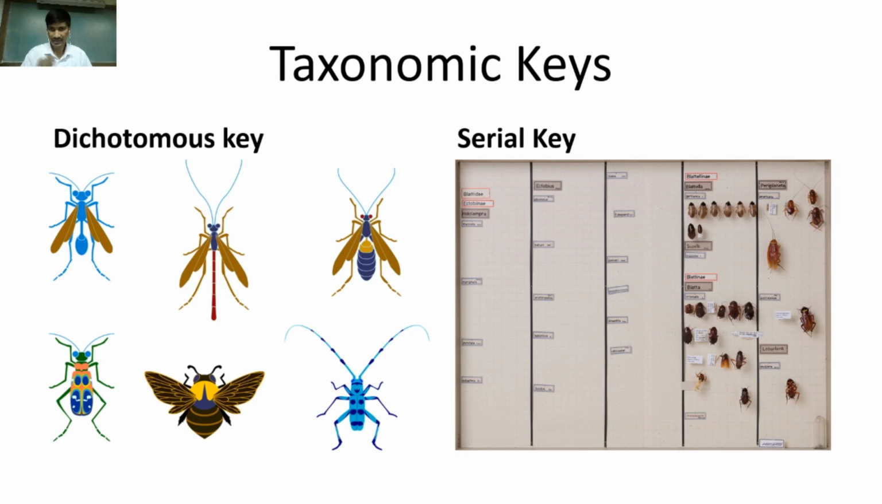Then the second type of key is the serial key. Here in the pictorial presentation we observe that they arrange grasshoppers and cockroaches in a serial manner, stage wise.